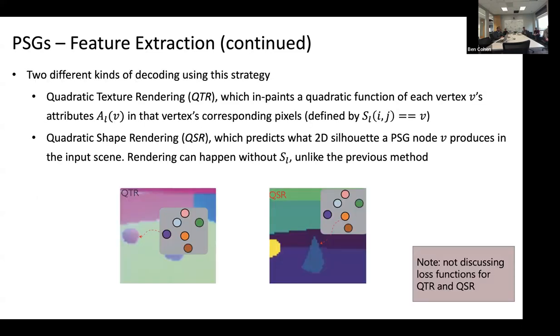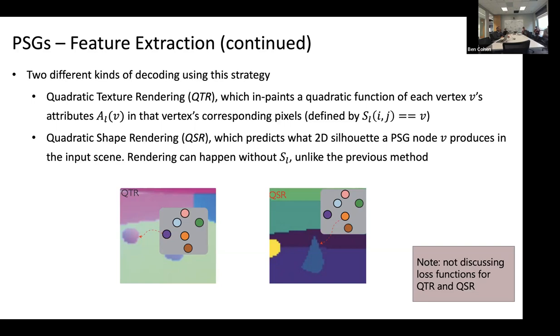Okay. So these are the two techniques that they use. The first is called quadratic texture rendering, which basically paints a quadratic function of each vertex's attributes in that set of corresponding pixels. The equality I've written there towards the end basically shows you the mapping between that vertex and the corresponding pixels in your base tensor, or whatever tensor you're using for that hierarchy. And this represents the raw pixels. Note that for this particular format, you do need the ground truth pixels in order to inpaint and see how they differ from your predicted ones. But the second technique apparently does not require the spatiotemporal registration.